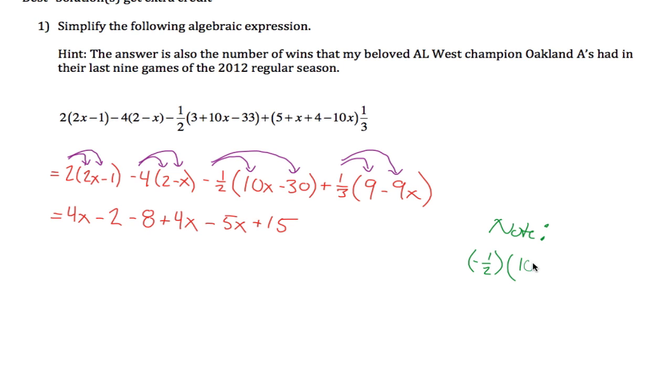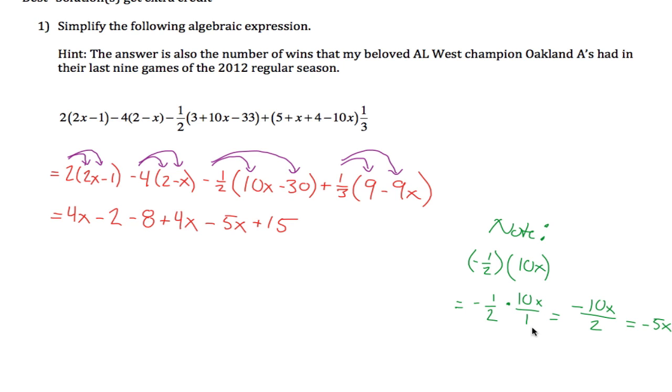multiplied by 10x. We could think of that as negative 1/2 times 10x divided by 1. It's easier to multiply a whole number and a fraction if you think about them both as fractions. You just multiply across. So we get a negative, and then 1 times 10x is 10x, and then 2 times 1 is 2, which we could simplify as negative 5x.